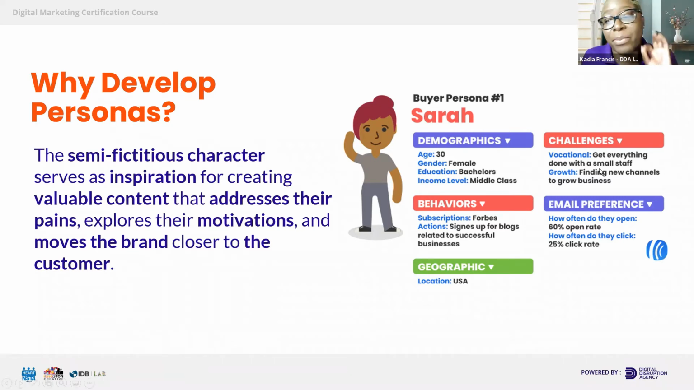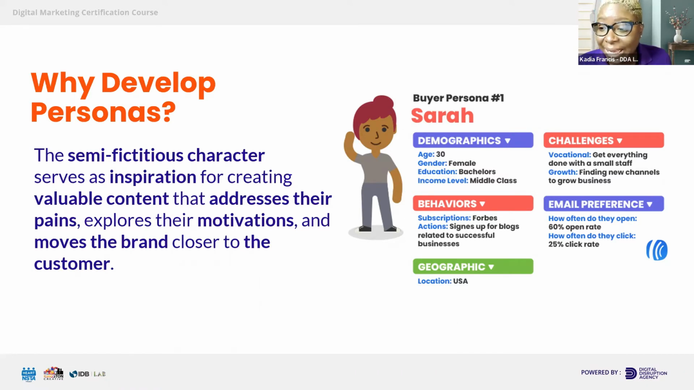What are some of her pain points? And this is what I mean by challenges. Vocational: get everything done with a small staff, growth, finding new channels to grow businesses. So what she wants to do is find new channels to grow her business. But one of the restrictions that she has is that she has a small staff. So if she can find channels to grow her business, she can do that with the small staff that she has, right? She has a 60% open rate, which means that she checks her emails very often.